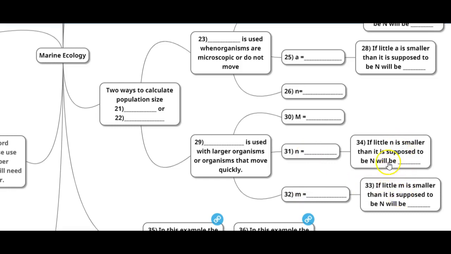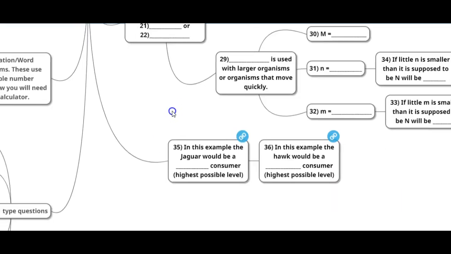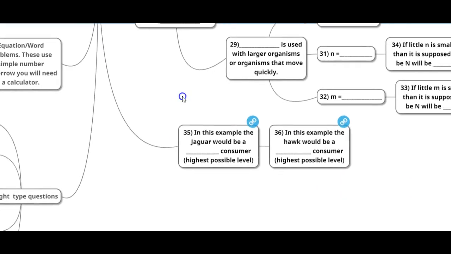For 34 and 33, do the same thing. Set up the equation. So this is your big M times little n, parentheses, divided by little m. Put in some fake numbers. See what happens.